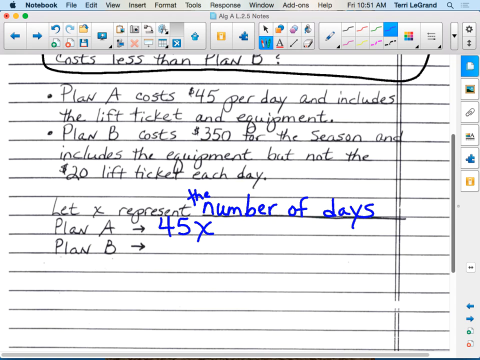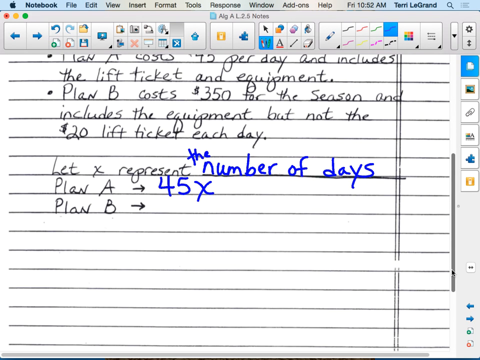Okay, how about Plan B? What do you think, what expression could we use that would represent Plan B? Plan B costs $350 for the season, which includes the equipment, but not the $20 lift ticket each day. Blake? 350X plus 20. Okay, I'm going to write it, and then we're going to evaluate it. What do we think? 350 times the number of days, plus you pay $20 one time, it sounds like.